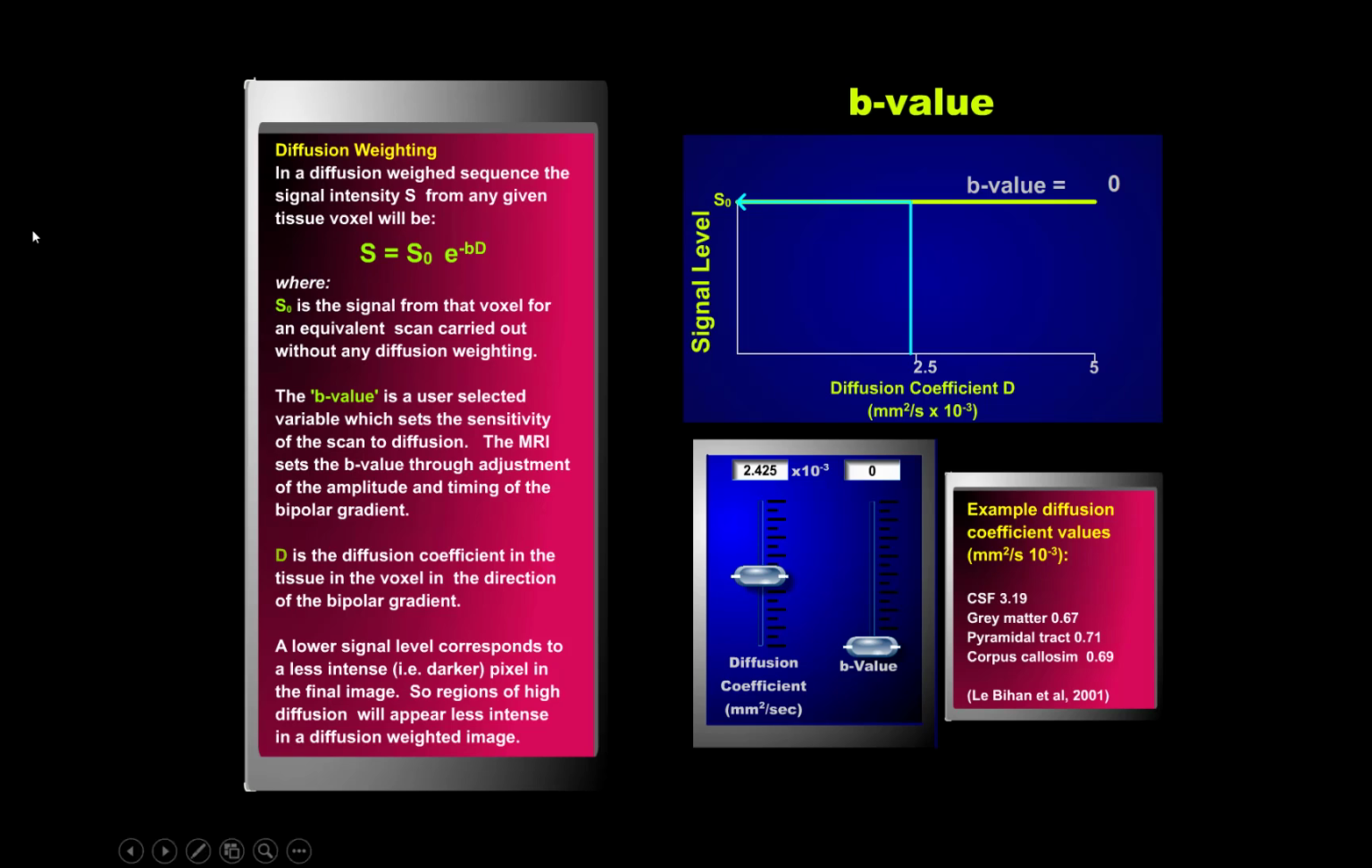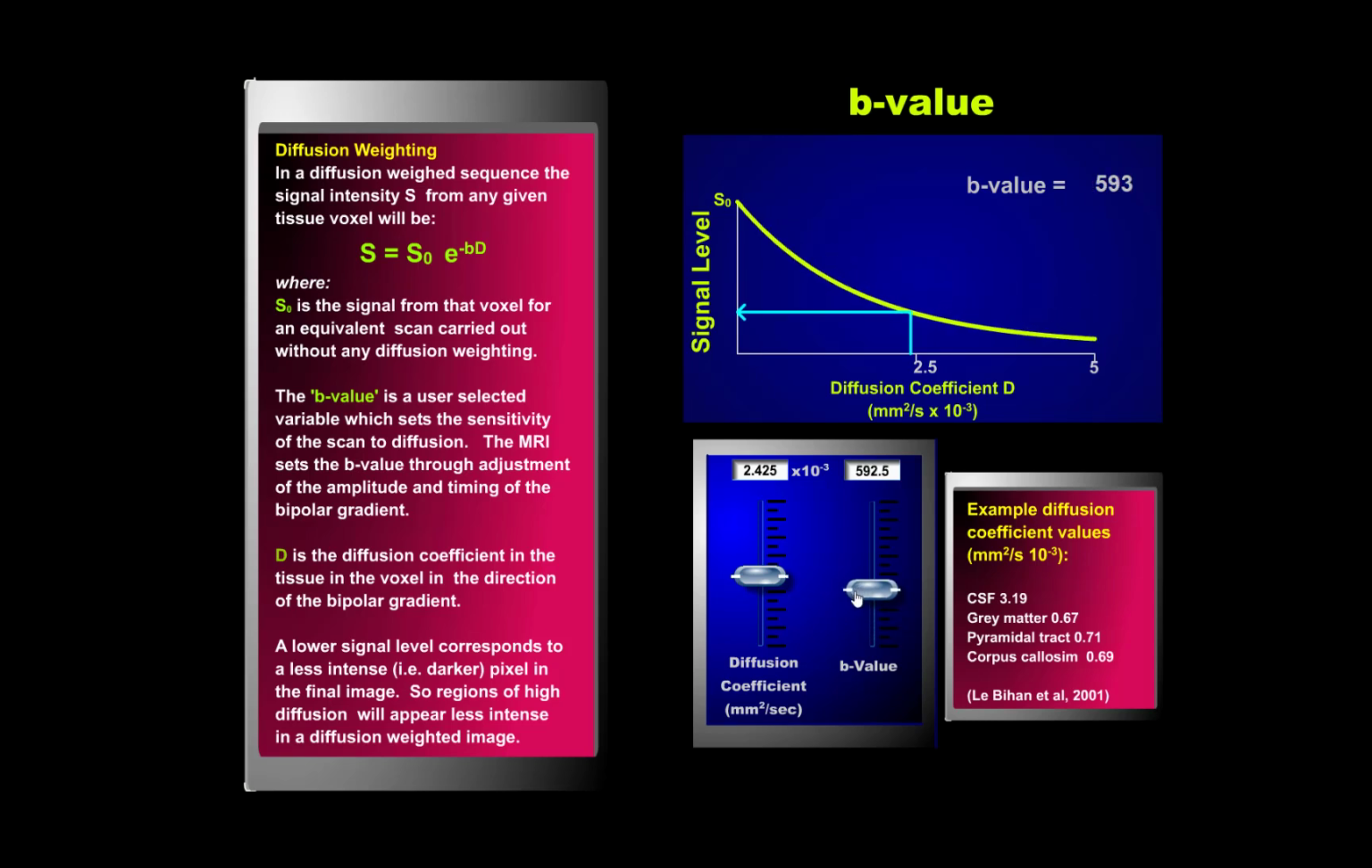And as we increase the B value, what we see is we get increasing sensitivity to diffusion. So we get a greater drop as the diffusion coefficient goes up for larger B values compared to smaller B values. Okay, so that's the general relationship. And that's all captured in this formula here. Now again, if you like formulas, that's fine. If you don't, it doesn't matter.